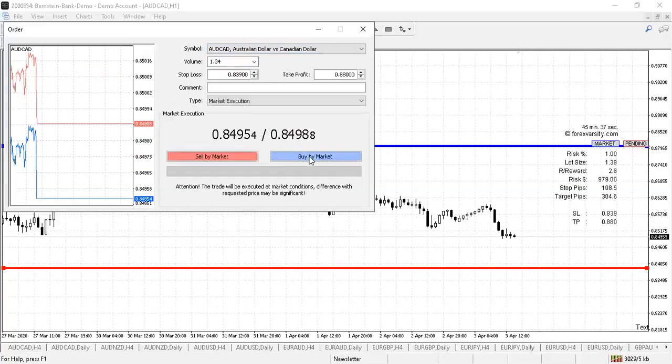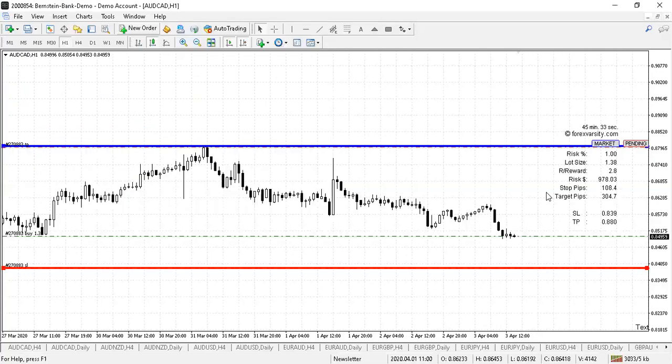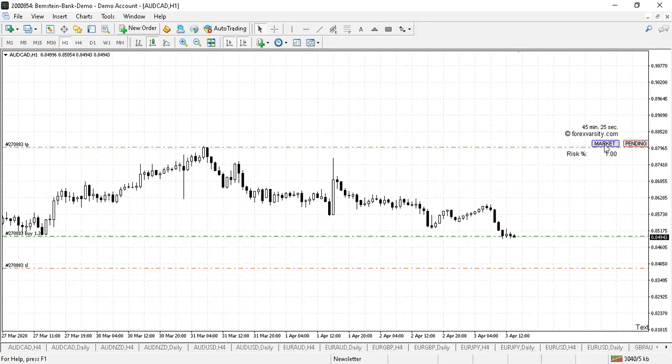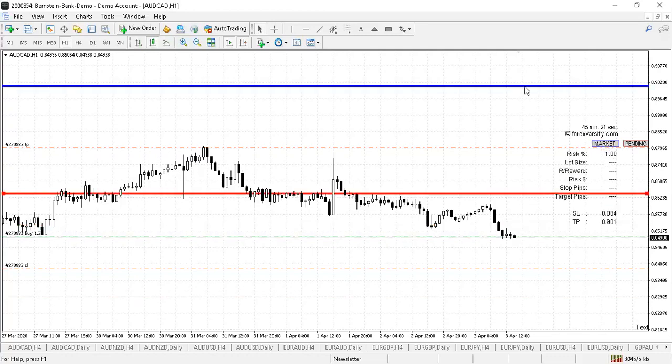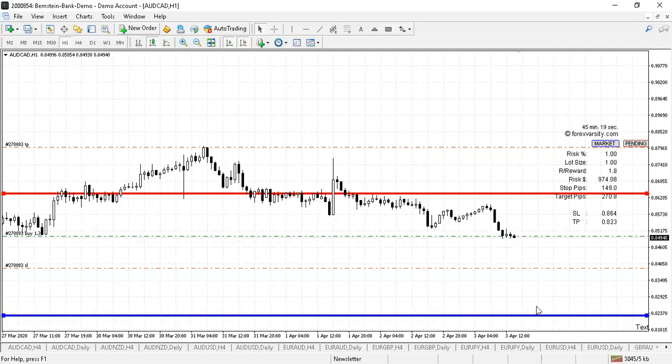But if I go back and I click on the right button, then it will enter a trade. So it's pretty simple, guys. First of all, I suggest that you use our Forex Varsity tool just to position the red and the blue lines in an appropriate place.